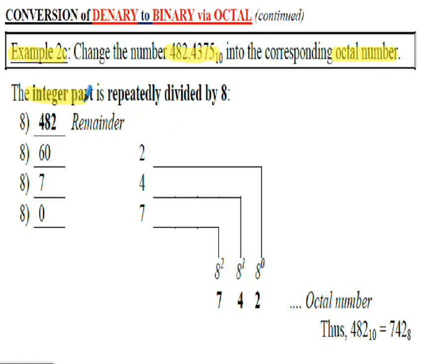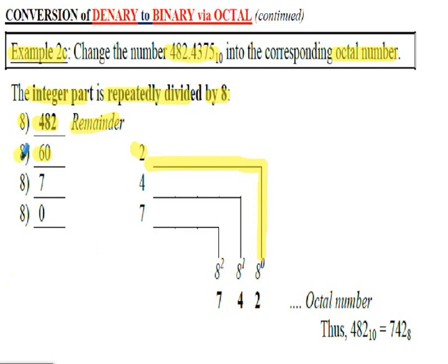So taking the integer part first of all, we're going to repeatedly divide it by 8 to convert it from denary to octal. So 8 divided into the 482 integer number, that goes 60 times completely, in other words 8 times 60 is 480, and we get a remainder of 2. So we write the 2 under the column heading of 8 to the 0. We continue our division process.